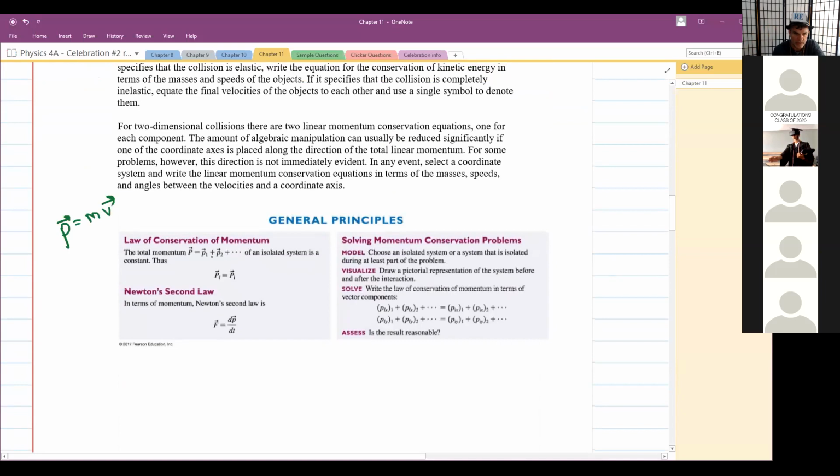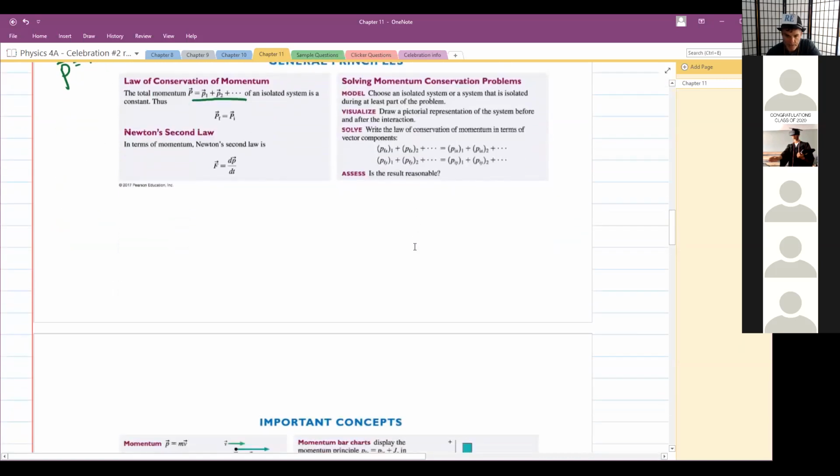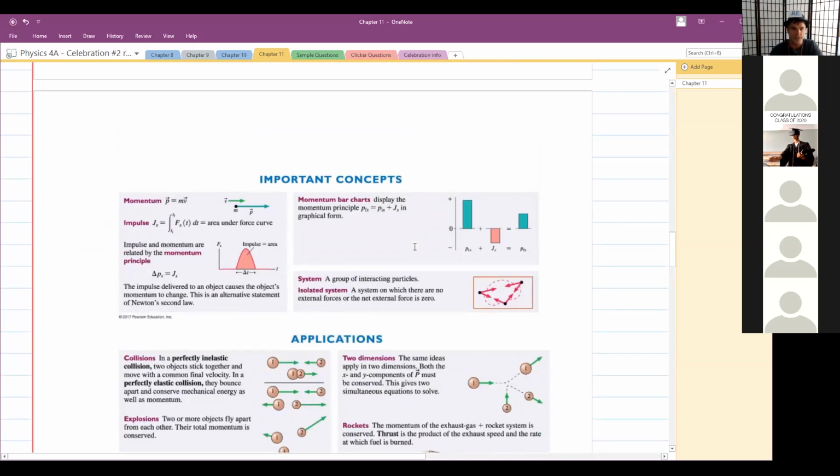And the total momentum of a system is just the sum of the momentum of all the objects in the system. And impulse is the area under the curve of force versus time.